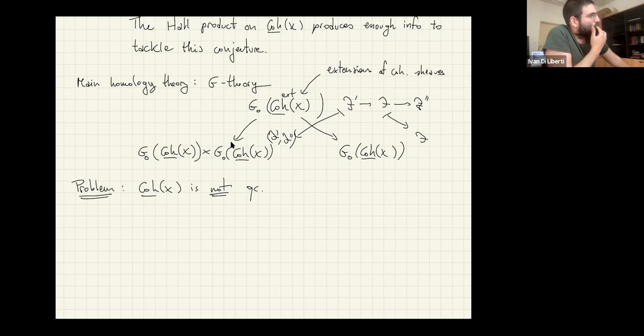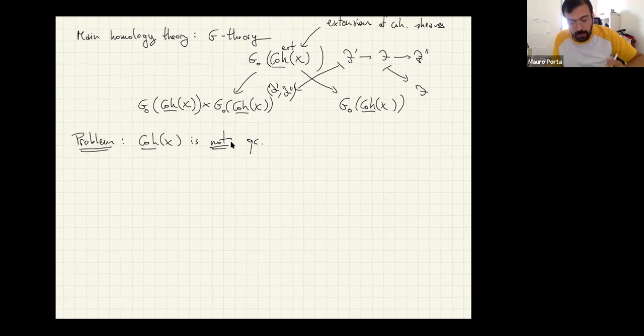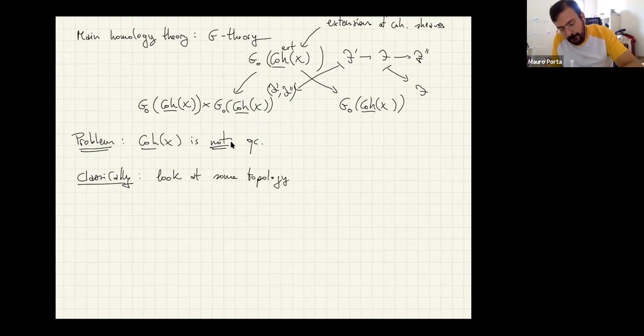So the problem is that this thing is not quasi-compact, and so classically, we fix this by introducing some topology on G0 of Coh(X). What is this topology?